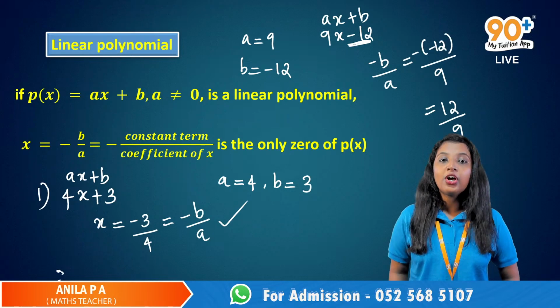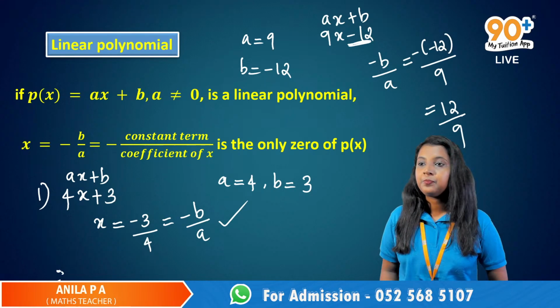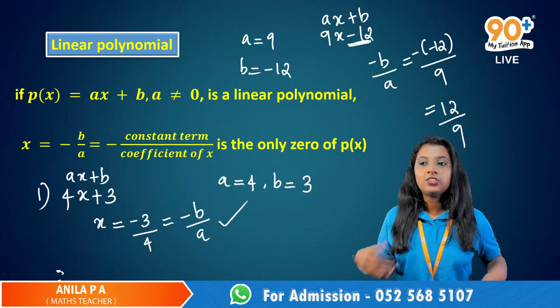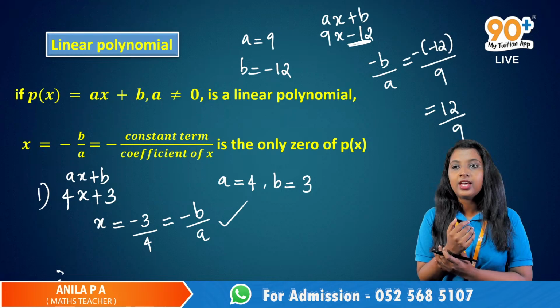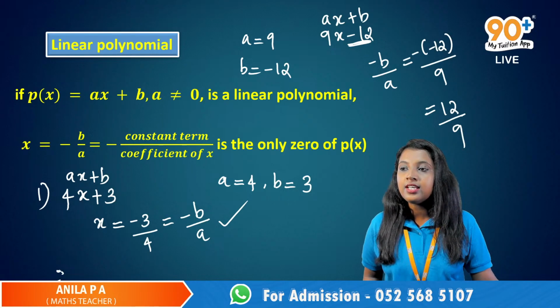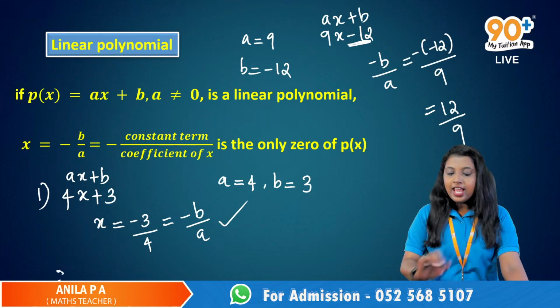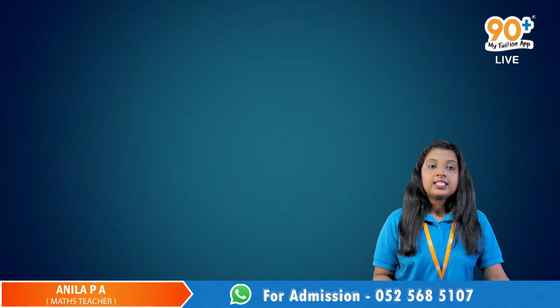So any doubts, guys, about this linear polynomial and the relationship between the zero of a linear polynomial and the coefficients of a linear polynomial? If you have any doubts, you can raise your hand. Otherwise, please lower your hands. Anybody? No. Okay. Now let's consider a quadratic polynomial.